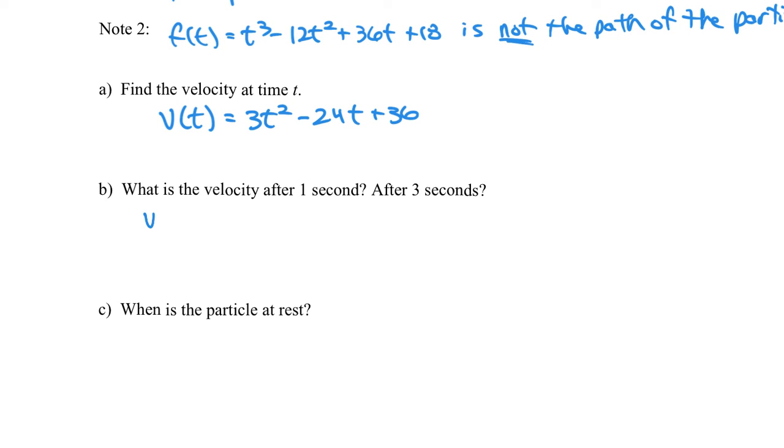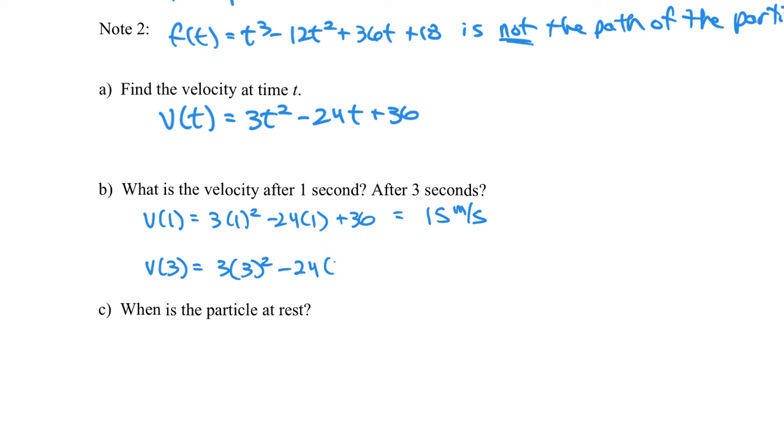So the velocity after 1 second is going to be 3 times 1 squared minus 24 times 1 plus 36. And that would give us 15 meters per second. And if we repeat that same thing at 3 seconds, we get 3 times 3 squared minus 24 times 3 plus 36. And if you go through the math there, you'll get negative 9 meters per second.